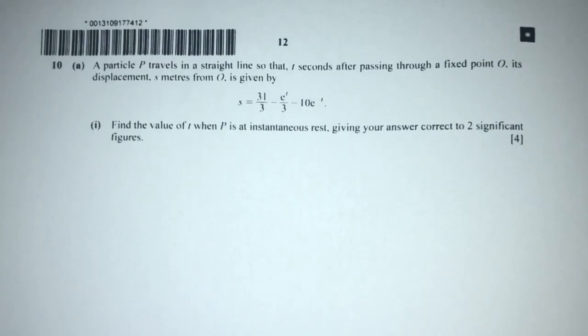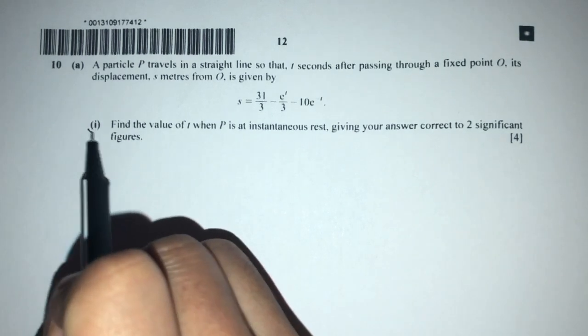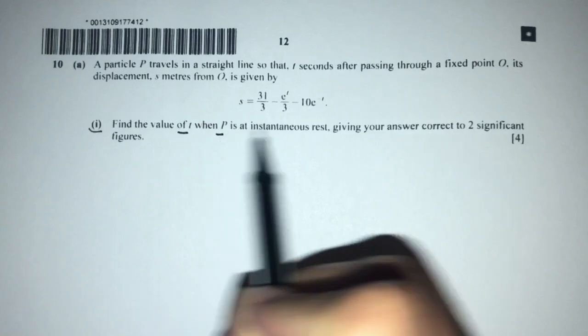Now let's move on to question number 10, part A. A particle P travels in a straight line so that t seconds after passing through a point O, its displacement s is given by this equation. Now, let's see what we have to find. We have to find the value of t when P is at rest.